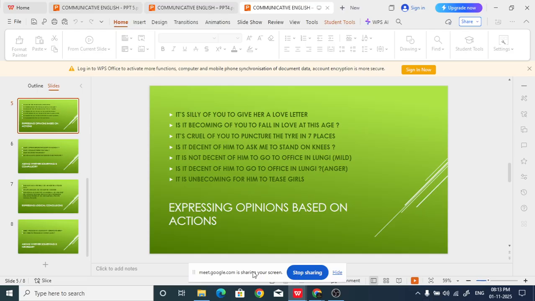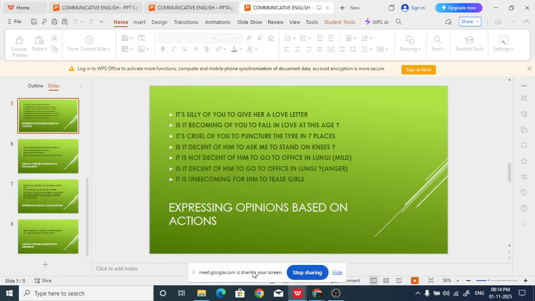It is cruel of you to puncture the tire in 7 places. Suppose you have taken your cycle and punctured the tube in 7 different places, and your father comes to know about it. He says, it is cruel of you to puncture the tire in 7 places. Normally, a puncture will happen in one place, and by that time the air will go out. But you have done it in 7 places. So, your father is saying, it is cruel of you to puncture the tire in 7 places.